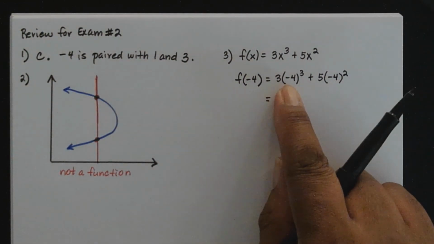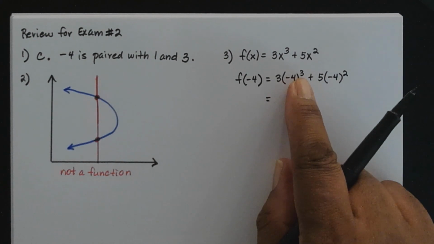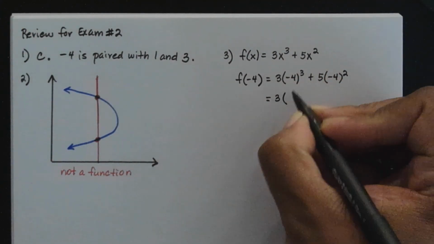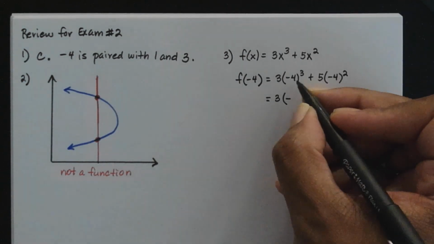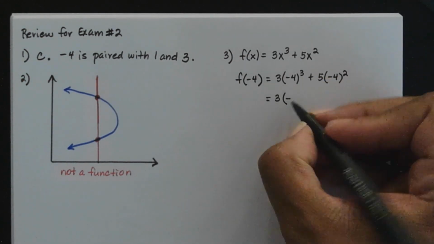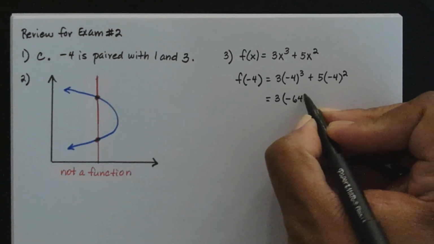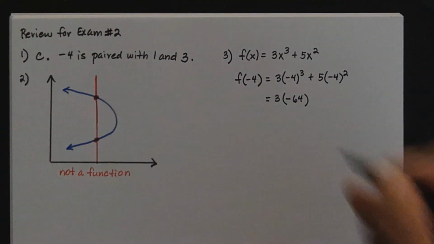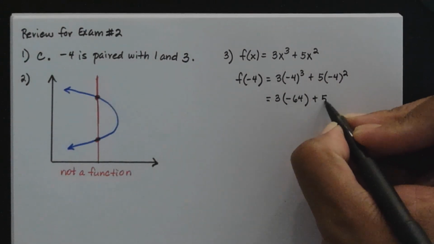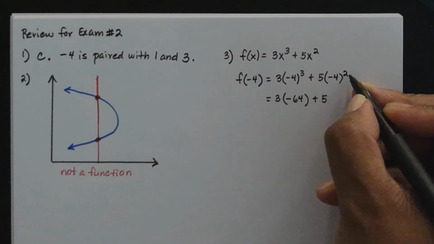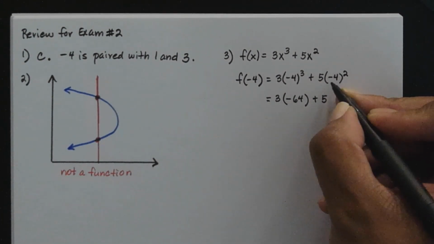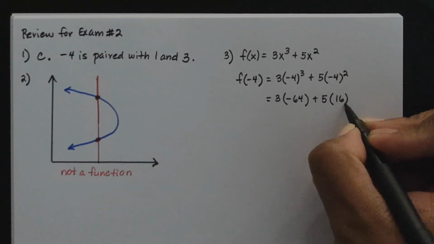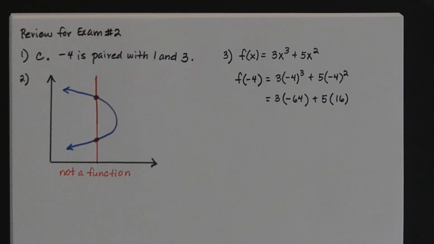Well, if I have a negative and I cube it, that's going to be negative. So let me bring down the 3 times. I know that's going to be negative. 4 cubed is 4 times 4 times 4. That's 64. So I have 3 times -64 plus 5 times, and if I square a negative, that's going to be positive. So negative 4 squared will be negative 4 times negative 4. That's 16.